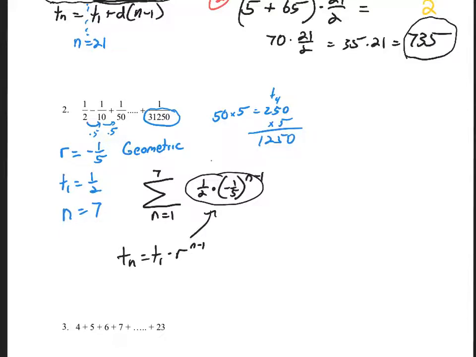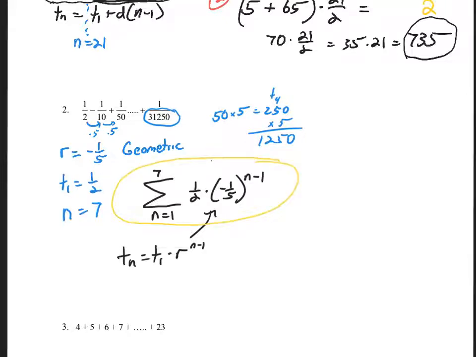There it is. That's our sigma notation. N goes from 1 to 7, and then this is the formula for finding a specific term. Now, if you wanted to get into the nitty-gritty of this, you could simplify 1/2 times negative 1/5 to the n minus 1, but it's not necessary for us to do that. So we're just going to leave it just like this. This is part number 1.